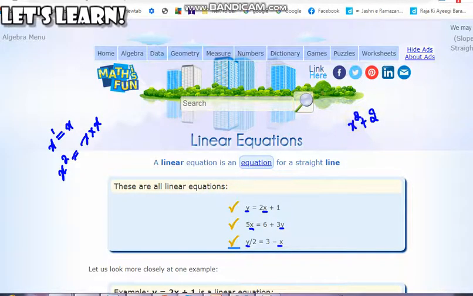Why? Because if we look carefully, we have x to the power 2 here, not 1. These are some examples of linear equations, and this is what basically a linear equation is.